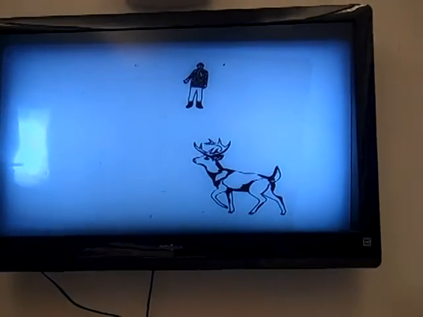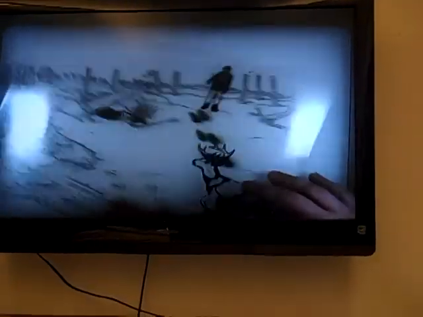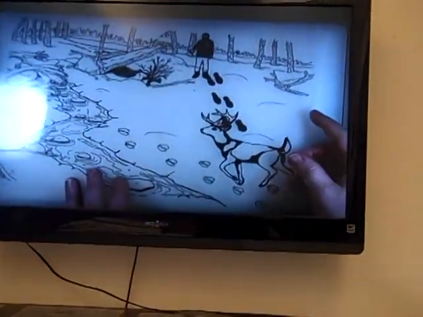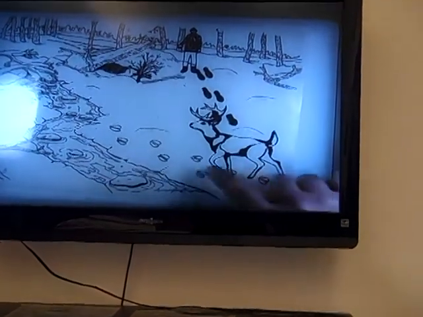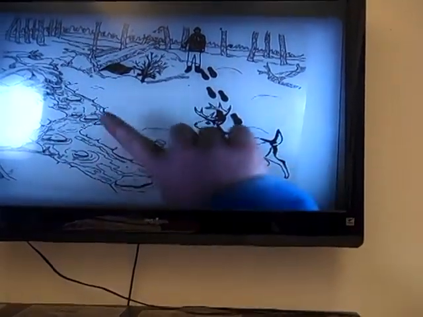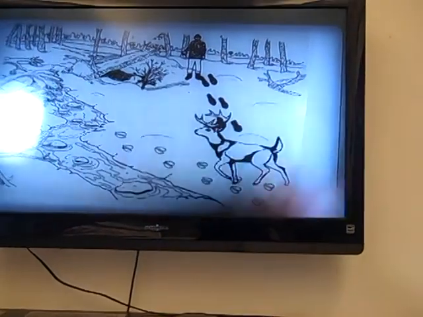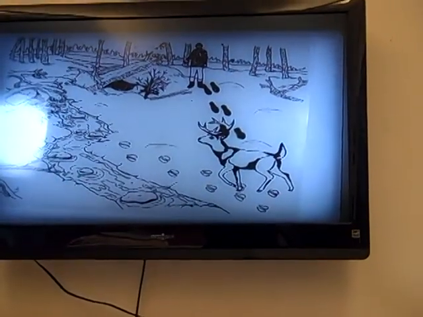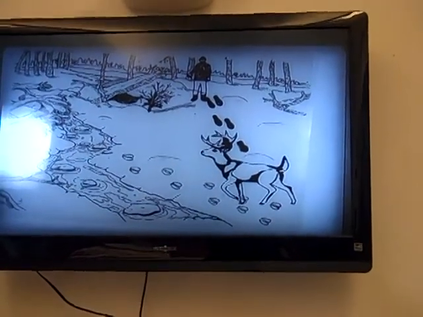So after they completed their drawing, you put this up along with this. So this would be a deer tracks walking along a river, and then these are human tracks. So they can check to see if their scenario that they drew is correct.